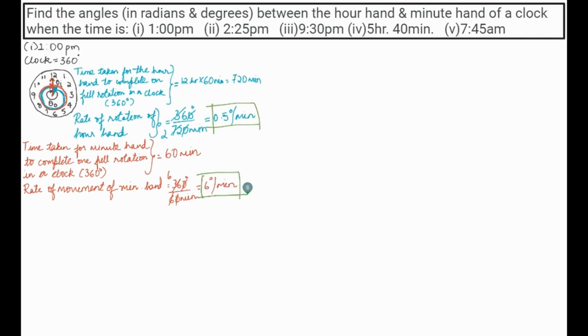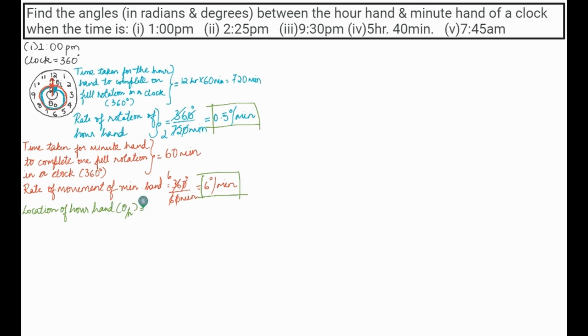Next, let us find out the location of our hour hand and minute hand. Find the location of the hour hand and minute hand in minutes, and then multiply it by their respective rate of rotation per minute. We will get the location of our minute hand and hour hand at 1 p.m. Let us find out the location of our hour hand. Let that be theta h.